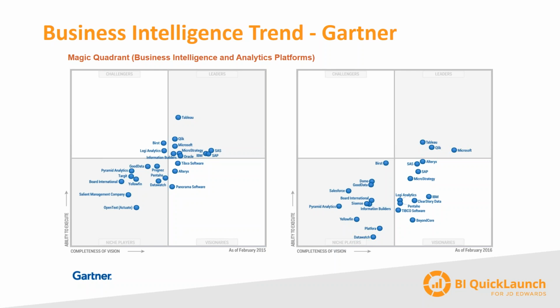The way this works is on the bottom axis, we've got completeness of vision, and on the Y, we've got ability to execute. The goal is to be as far up in the upper right-hand corner as possible, and that's obviously ideal. If you look at last year, there were a lot of vendors or software applications in this leaders quadrant, like MicroStrategy and Oracle and IBM and SAP and SSAS and Information Builders, and now they're not even there. So basically almost 10 vendors is now just 3 within that leaders quadrant, and those are Tableau, Qlik, and Microsoft.